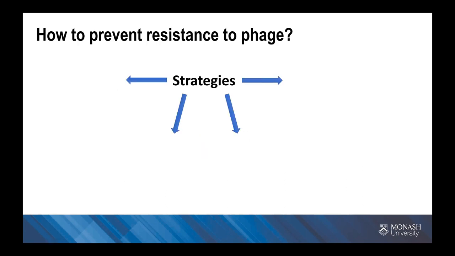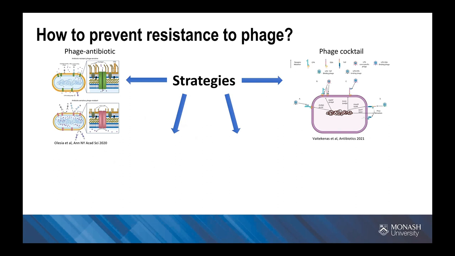So now we know about the emergence of resistance, we actually have the upper hand to stay a step ahead to prevent its occurrence. And the two strategies that I'm going into details today are the phage and antibiotic combination and the phage cocktail approaches.